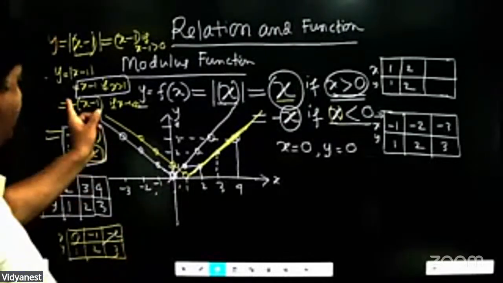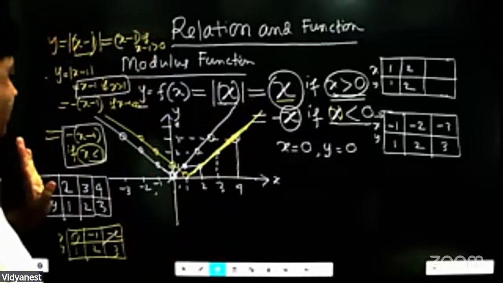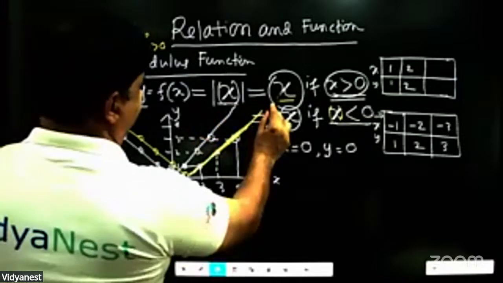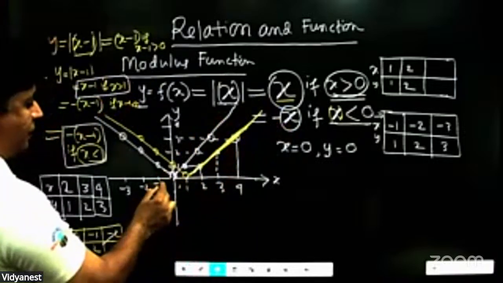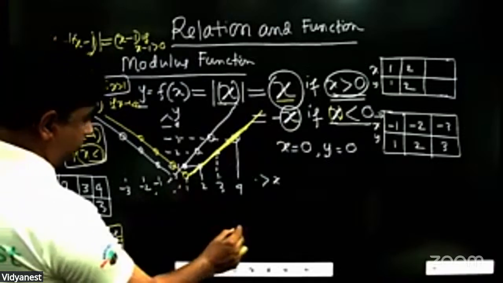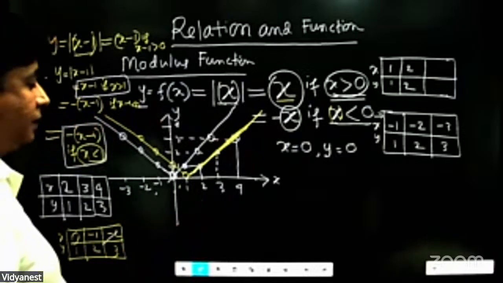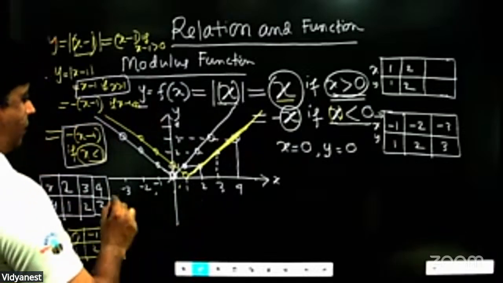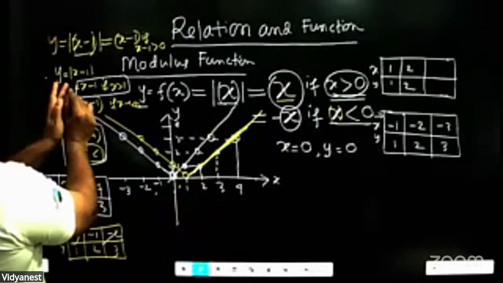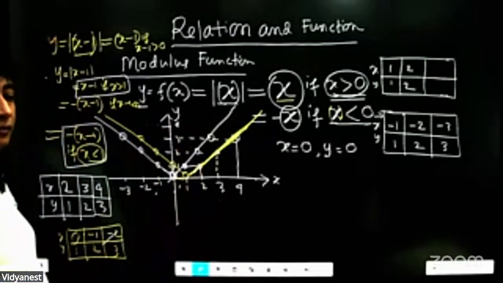Okay? So this V-shaped figure will give you the concept of mod. But what is the basic difference between x and x minus 1? Once you get x, that V-shaped figure converges at origin. But once you get x mod x minus 1, it will skip 1 unit to its right. Understand?